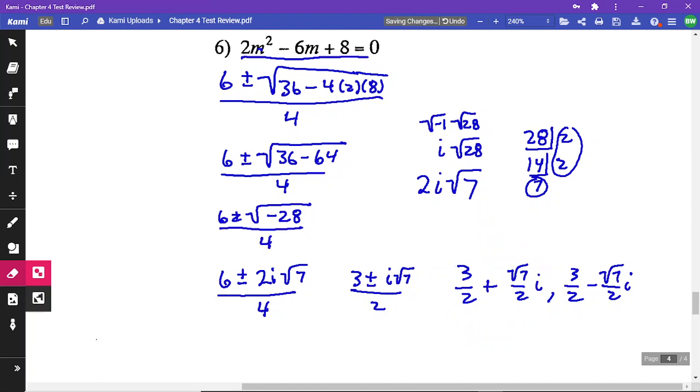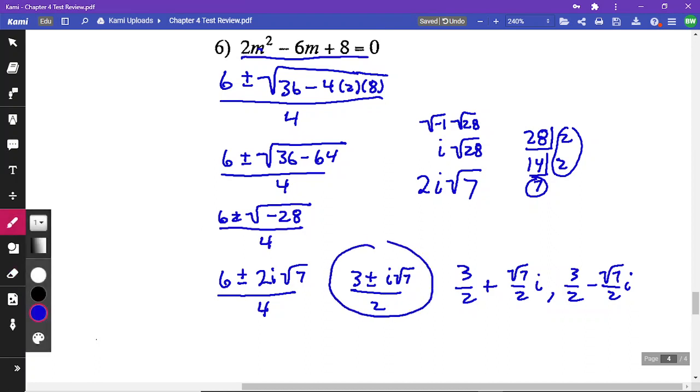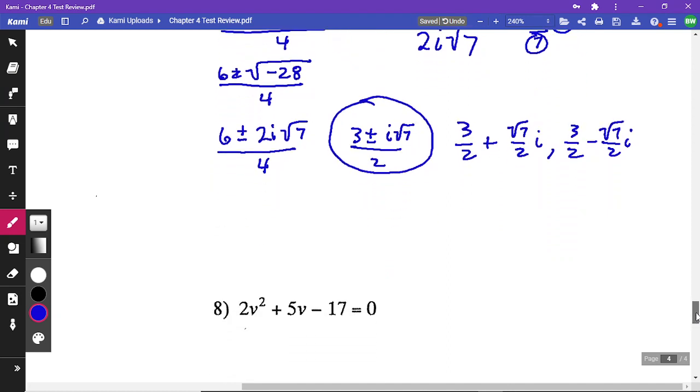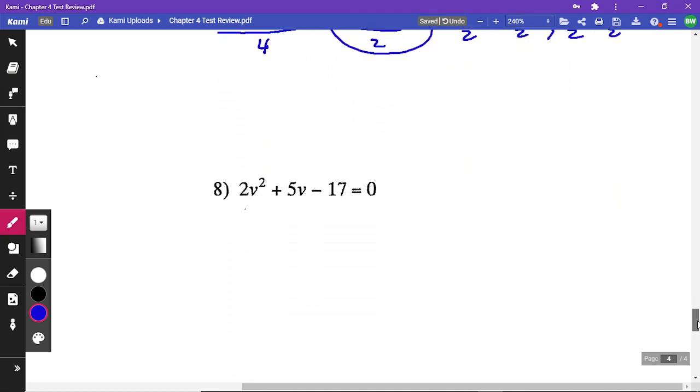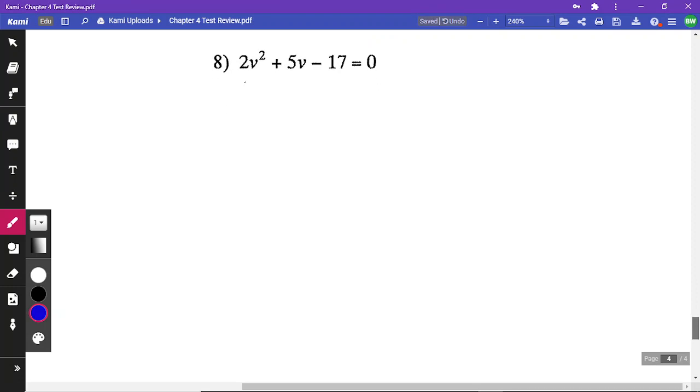Okay, so there's our answers. Again, we write it like this. Okay, so number 7 is another one that comes out with an i. I'm not going to do that one, but I will go ahead and do number 8. And that one is the other one that you guys did not do for the graded review.